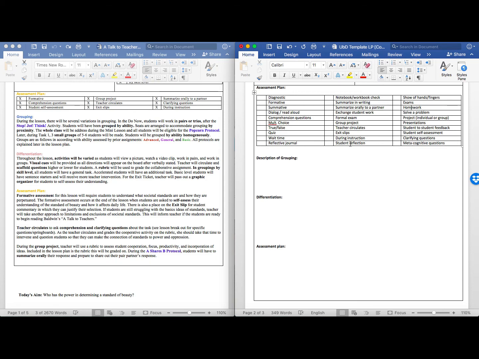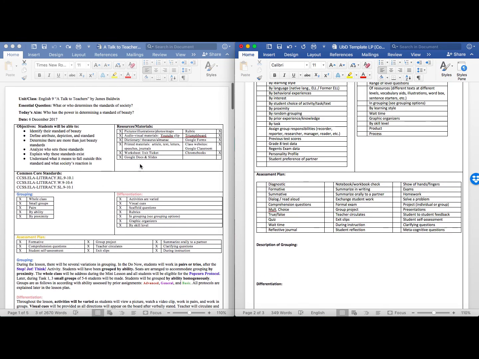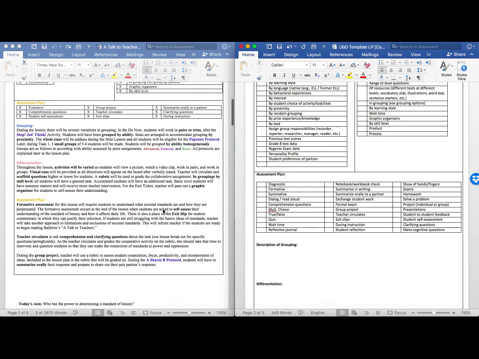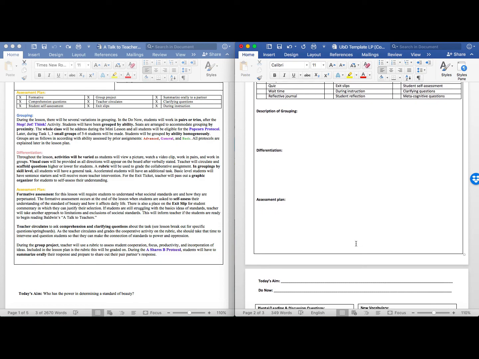So still working our way down. This is a slightly modified Danielson lesson plan, and I included the description of grouping, differentiation, and the description of the assessment plan, because some of these things might not be clear. You could have all of these X's filled out, but someone walking into your room may not actually understand why you're doing the things that you're doing. So it is a best practice to be sure that you explain your thinking. This is the time to clarify anything that might be unclear.